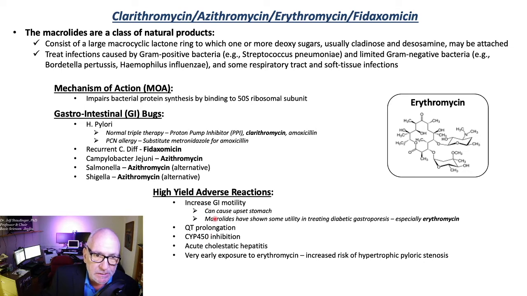These drugs can cause upset stomach, but they've also been shown to have some utility in treating diabetic gastroparesis, especially erythromycin. Other adverse reactions include QT prolongation, so-called torsades de pointes, twisting of the points, through cytochrome P450 inhibition. These drugs also cause acute cholestatic hepatitis, in other words, bile backs up into the liver, and very early exposure to erythromycin has an increased risk of hypertrophic pyloric stenosis.